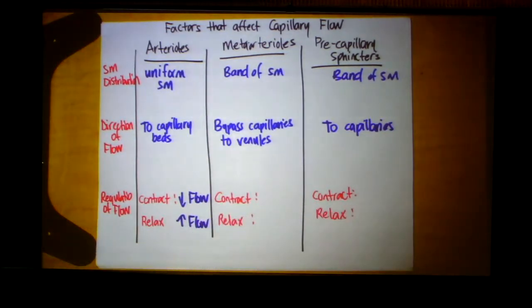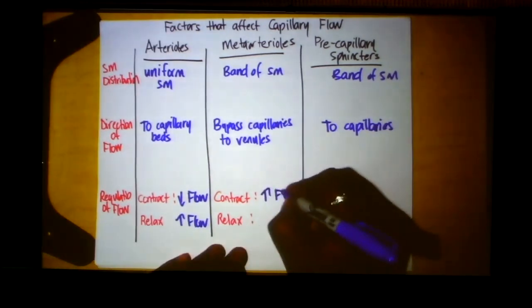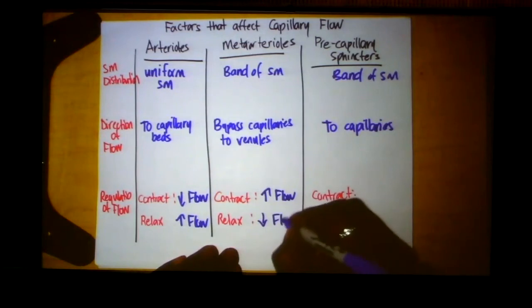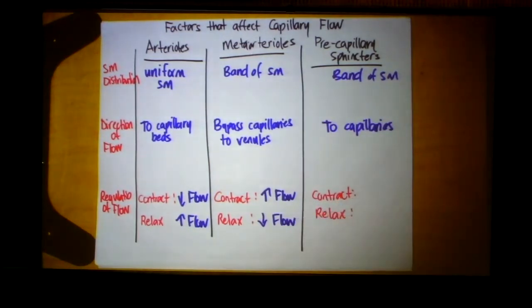What about when meta-arterioles contract? What happens to flow to capillaries? Yep, they increase flow to the capillaries. So we increase flow, and when meta-arterioles relax, we decrease flow to capillaries. Remember, the meta-arterioles are shunting or bypassing the capillary.